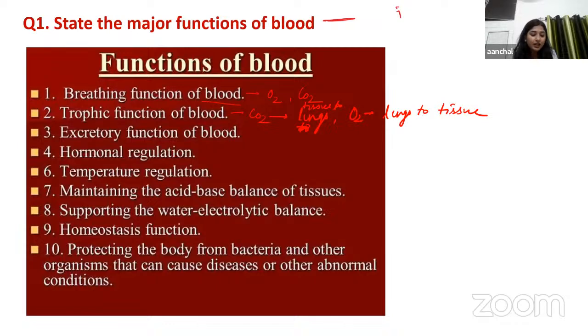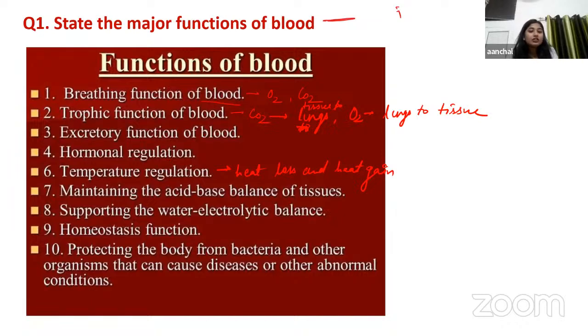Then next we have temperature regulation. Because of its high specific heat, blood is responsible for maintaining the thermoregulatory mechanism in the body. And what is the thermoregulatory mechanism? It is the balance between heat loss and heat gain in the body. So by heat loss and heat gain, the blood is able to perform the function of temperature regulation also.